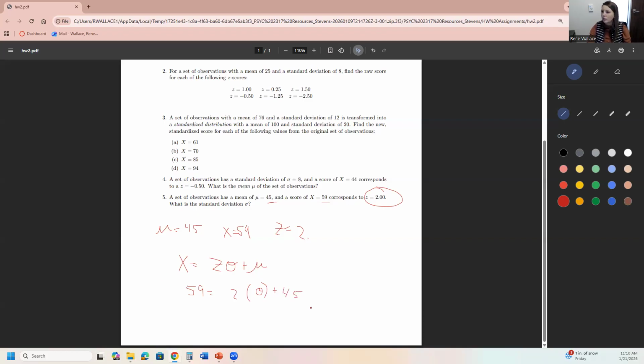So what are we going to do? Well, remember back in your algebra class, we need to get rid of this so we can work it. So maybe we could subtract 45 from each side, which gives us a new equation of whatever 59 minus 45 is equals 2 times sigma. So maybe we could divide both sides by 2. So that gives you an answer, but I'm not going to give you the answer.